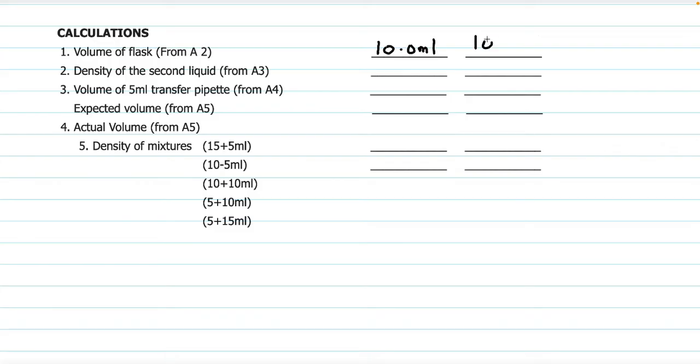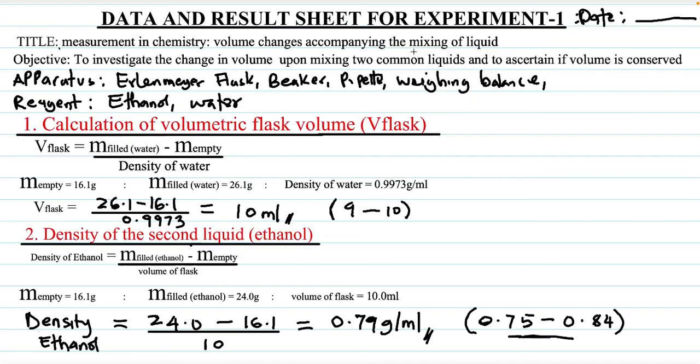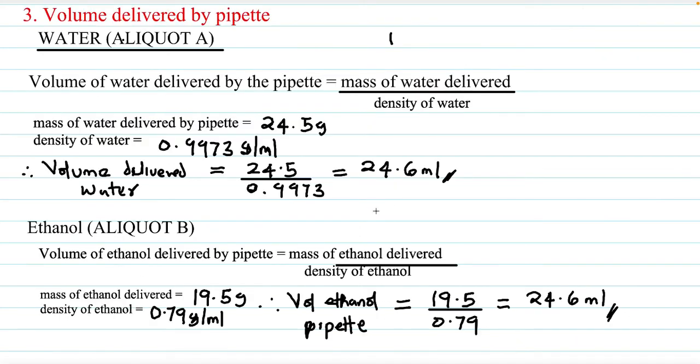You can put it on both sides, 10.0 mL. By density of ethanol, we got 0.79 gram per mL. Volume of transfer pipettes, right? For water, remember this first one is water, the second one is ethanol. For water, this number 3, we got 24.6, and for ethanol we also got 24.6.